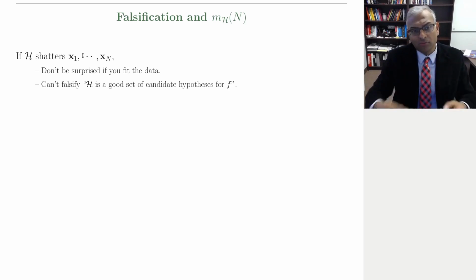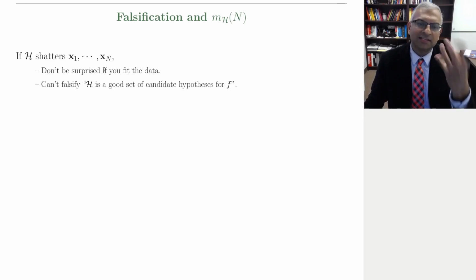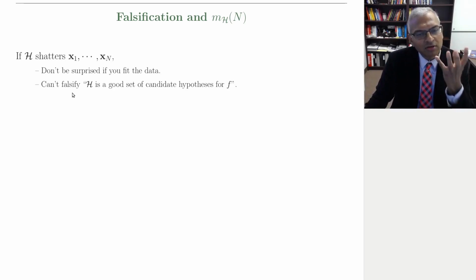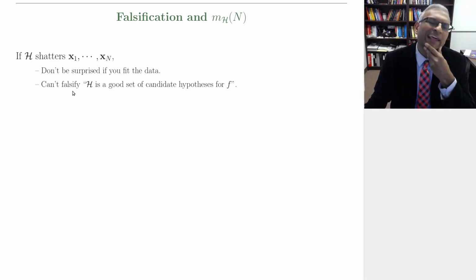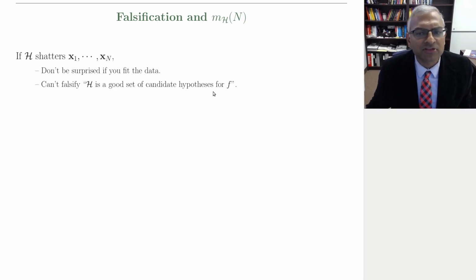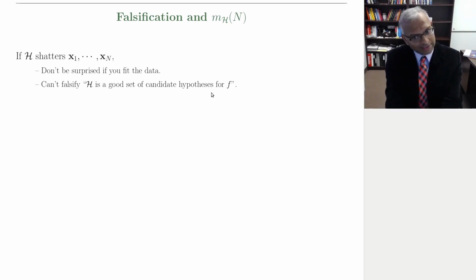Let's reformulate it a little bit more concretely. If your hypothesis set shatters the data set x1 to xn, then the experiment of collecting the y values is pointless, because you can think of the following hypothesis. You can think of the following sort of claim that you're trying to verify. The hypothesis set H is a good set of candidate hypotheses for f. So think of that as what you're trying to verify by going and collecting the data.